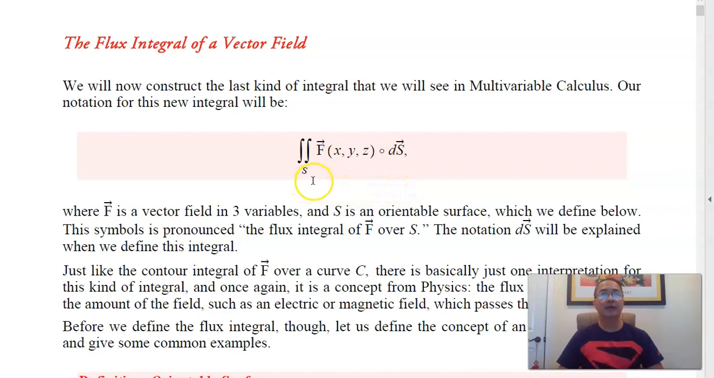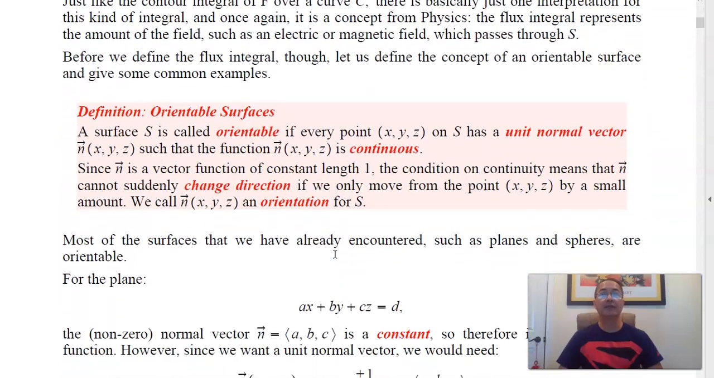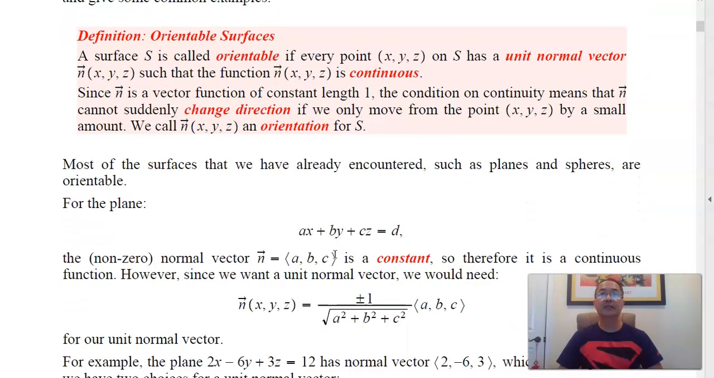But what we're going to start with now is, who is this S? That's not just any kind of surface. It has to be what is called an orientable surface. But fortunately, all the surfaces that we have been looking at so far are orientable. So what is the definition of an orientable surface? A surface is orientable if every point on S has a unit normal vector, which we will write as n of x, y, z, such that the function n of x, y, z is continuous.